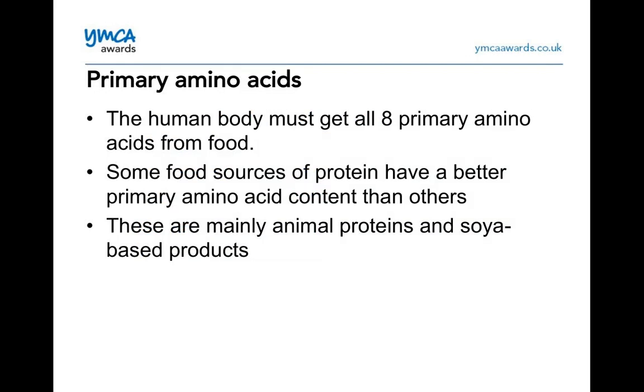Primary amino acids. The human body must get 8 primary amino acids from food. Some food sources of protein have a better primary amino acid content than others. These are mainly from animal proteins and soy-based products. And it's important to know that, because if you are working with people that are vegetarian and they've not got enough protein in, and they're always aching, their muscles ain't developing like you want them to, usually it's because maybe we're not giving them the right advice about the foods they should be consuming.